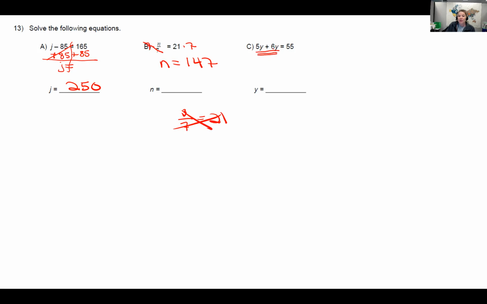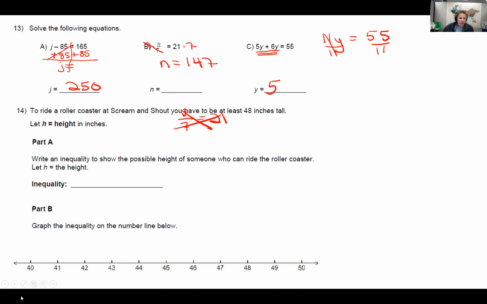And then letter C, we can combine like terms. So 5y plus 6y is equal to 11y equals 55. And then to solve for y, we do the opposite of times 11, which is divided by 11. So 55 divided by 11 is 5. That is the answer.